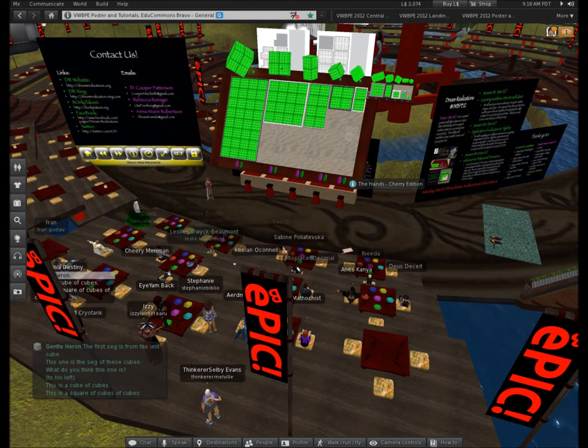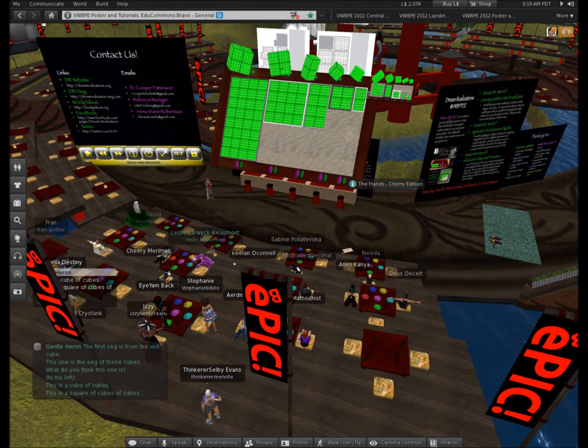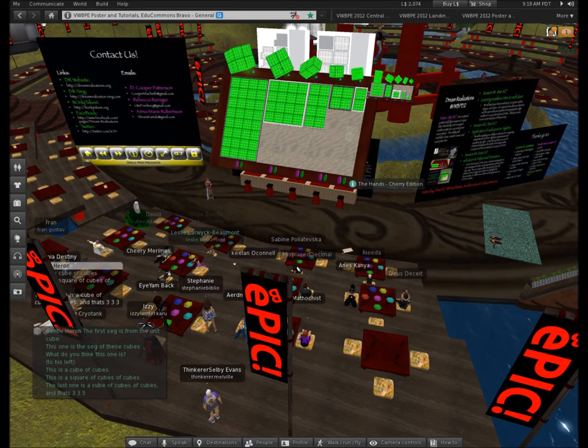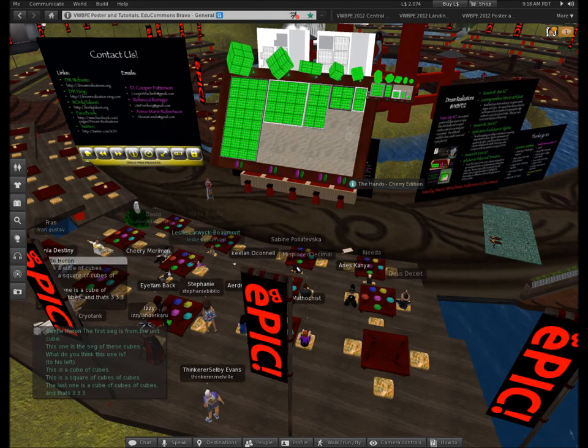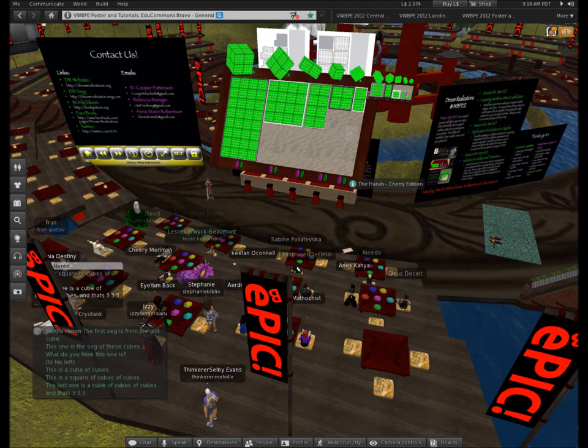The key thing to remember here, especially as we go into algebra, is a cube always is three. So a cube of cubes is three threes. A square is always two. So a square of cubes is two and three, which is five. A seg is one. A seg of cubes is one and three, so that's four. And so that helps us get the powers.